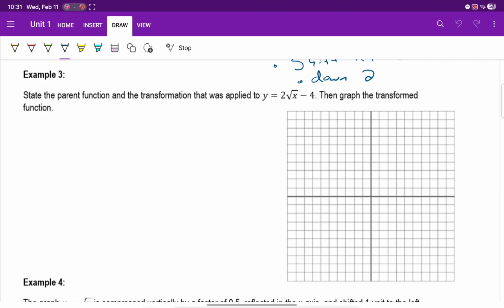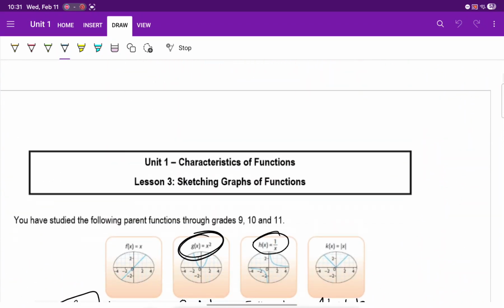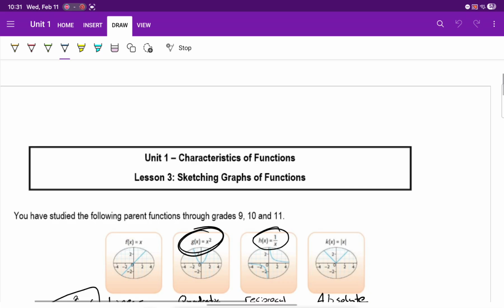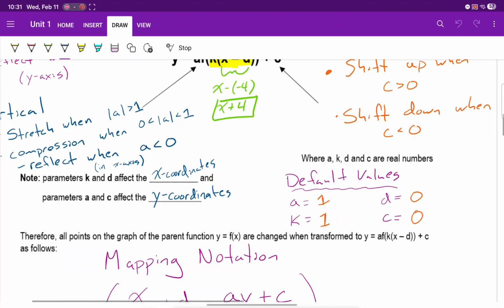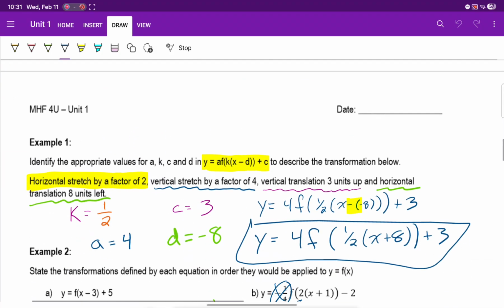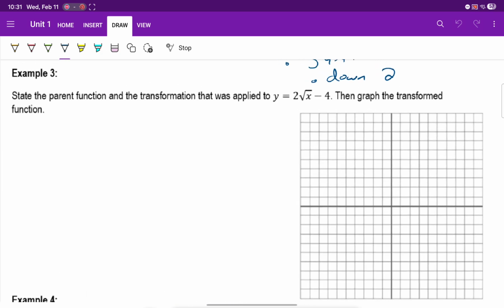So what we're going to do today in this video is finish the lesson from yesterday, which was, I'll scroll to the top here for you, lesson 3, sketching graphs and functions. Yesterday we went through about the first half of this lesson. So today I am just going to go through the final 3 examples.